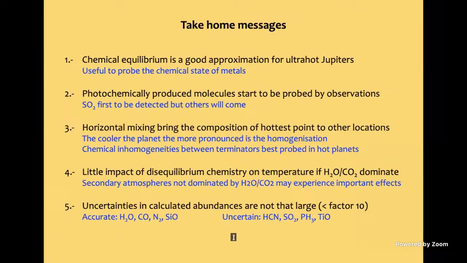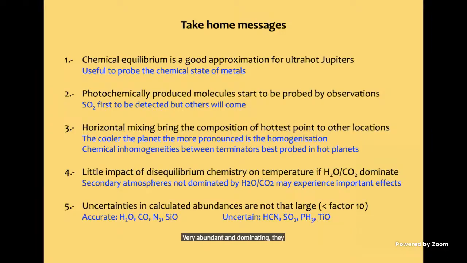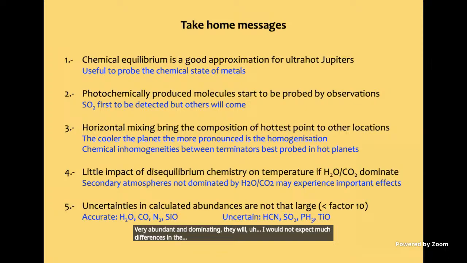I would say that yes, in principle, horizontally, you should have this quenching of the abundances, so they will tend to be uniform. But as long as you have the main absorbers that control the temperature, like water or CO2, very abundant and dominating, I would not expect much importance of the disequilibrium chemistry for the temperature.